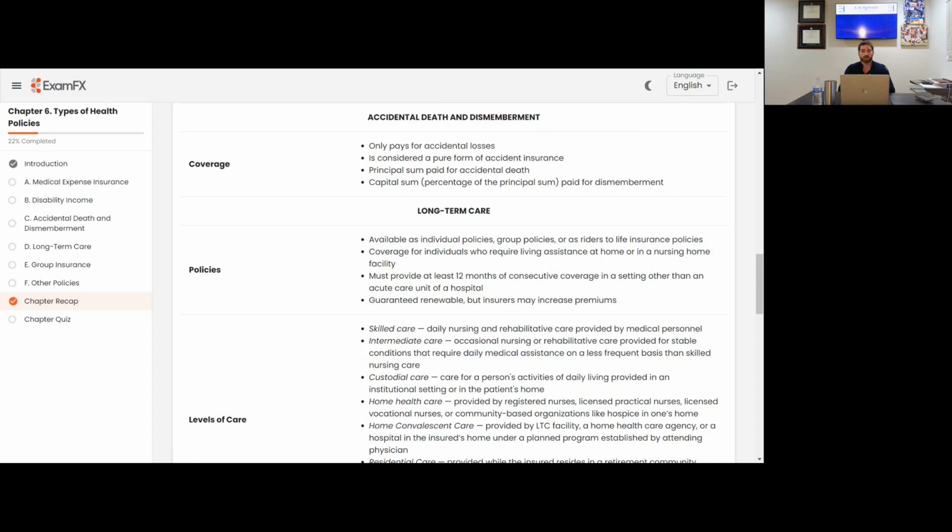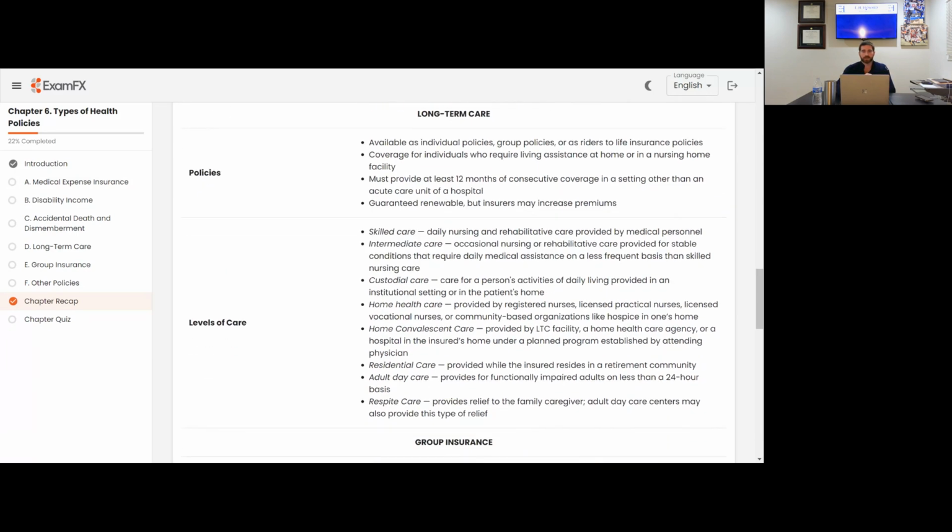It is considered a pure form of accident insurance. Principal sum paid for accidental death. Capital sum, a percentage of the principal, will pay for dismemberment. So this is a true accident. Nothing that was malicious, nothing that was purposeful, but a true accident, death, and dismemberment. If you lose a limb or whatever it may be, they'll pay out some money there. So important to know, with accidental death and dismemberment, that it has to be a pure form of accident.